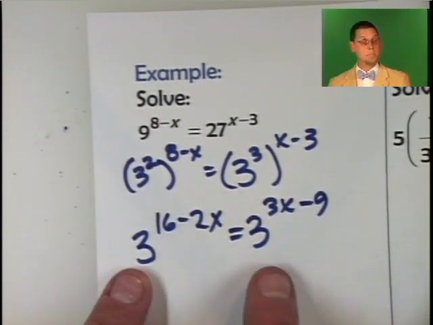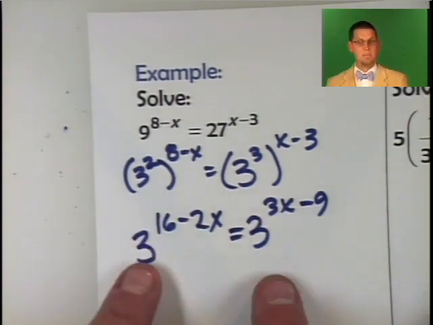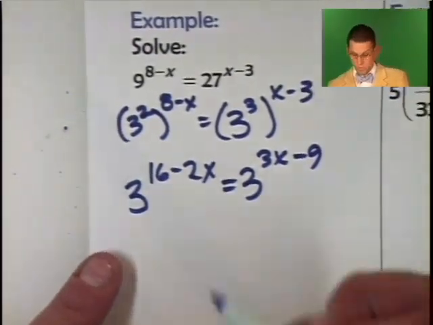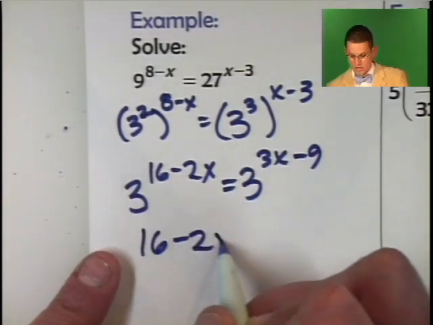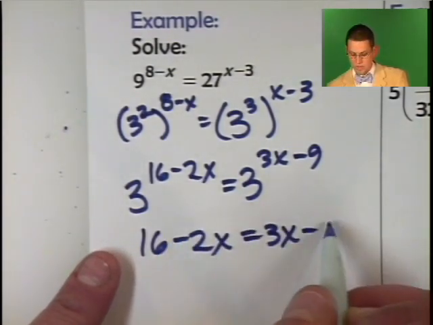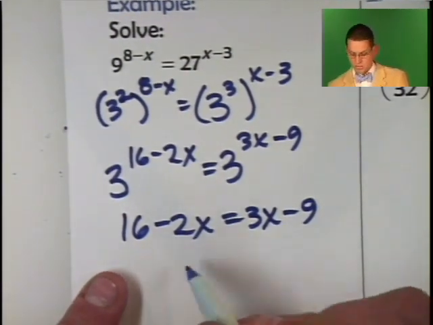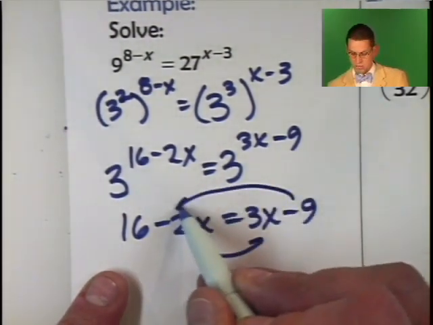Now I have 3 to the something equaling 3 to the something else. That means the somethings must be equal because exponentials are 1 to 1. So essentially I turn the exponential equation into a little linear equation, and all I have to do is now solve for x. So I'll bring the 2x over here and bring the 9 across.